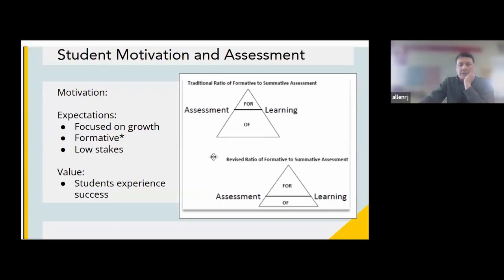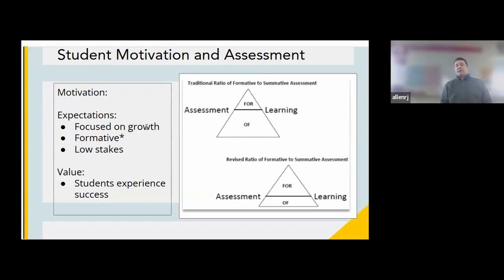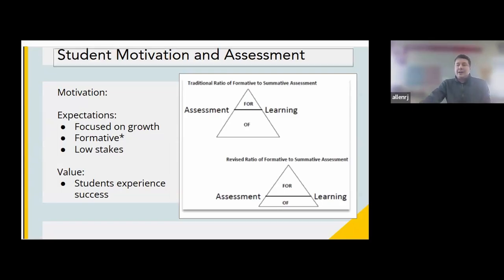Using that assessment for more than just judgment is awesome, also because it's focused on growth. It's low stakes and formative. They're going to get many, many chances to try it again, and because of that, they're going to experience success. I've noticed that once kids start experiencing success, it's a game changer, because they realize that they can do it. Maybe in years past, they never did, the teachers always just moved on, and it's like, what am I doing here? I don't think I'll ever get it.